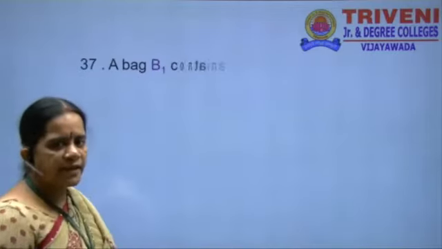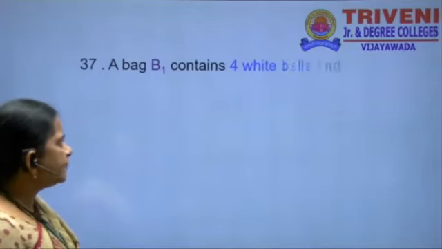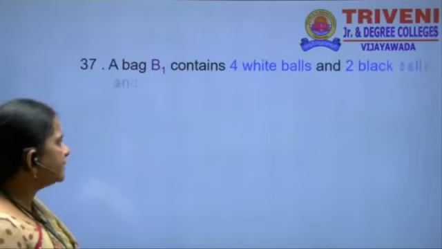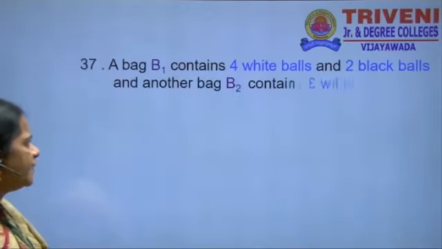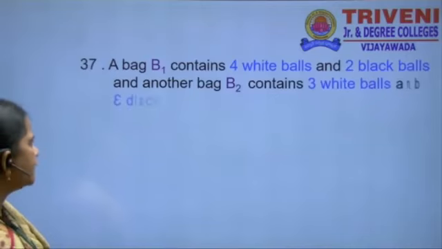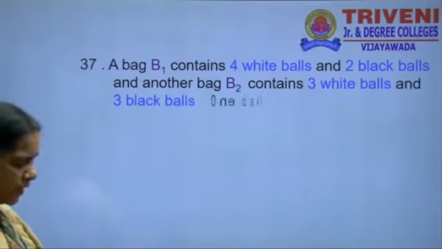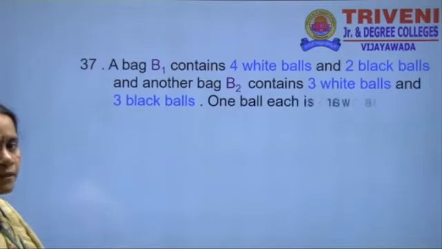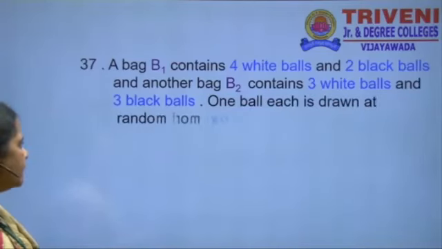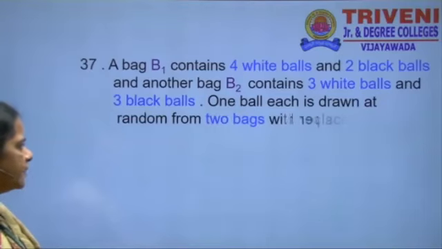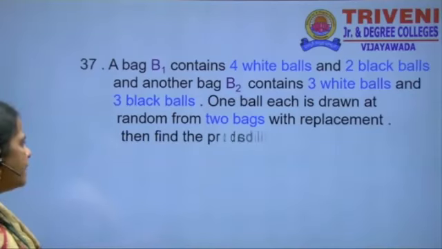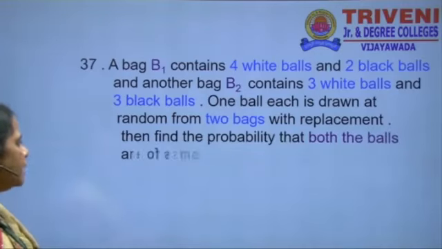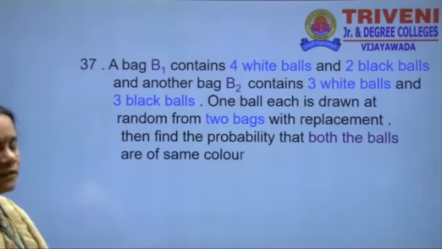Here 2 bags are there. The first bag has 4 white balls and 2 black balls, and the second bag has 3 white balls and 3 black balls. Suppose we take one ball drawn at random from the two bags with replacement. Suppose we take one ball, then we have to place it back. Then find the probability that both balls are the same color.